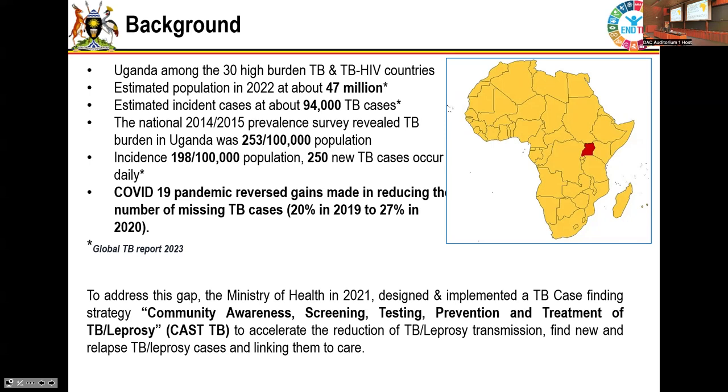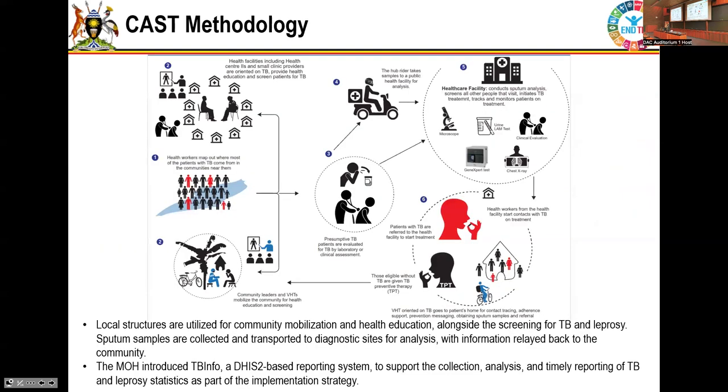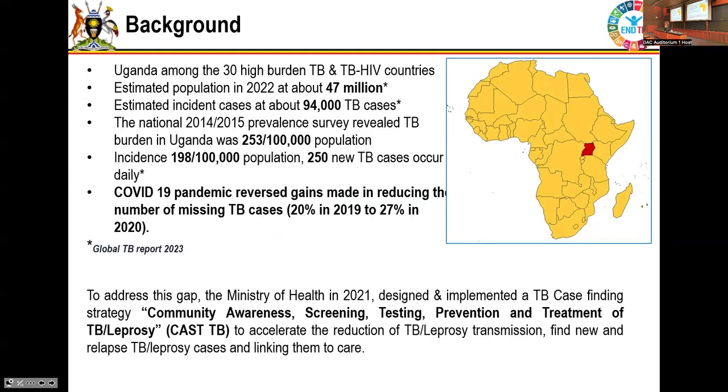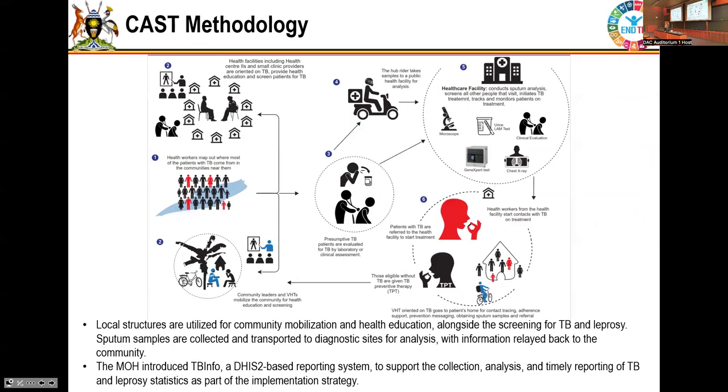So we dubbed a campaign designed to implement a TB case finding strategy called Community Awareness, Screening, Testing, Prevention, and Treatment of TB, and we dubbed it CAST TB. And it was to accelerate the reduction of TB transmission and to find the cases that had been missed and link them back to treatment. For those who don't know, Uganda is that red mark in the middle of a continent. And this is how the design of the CAST is.